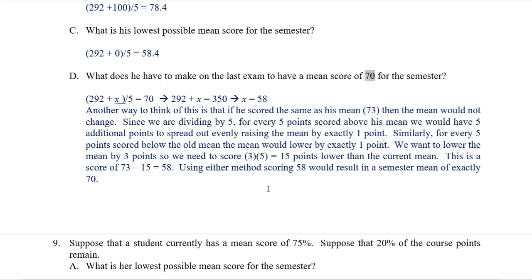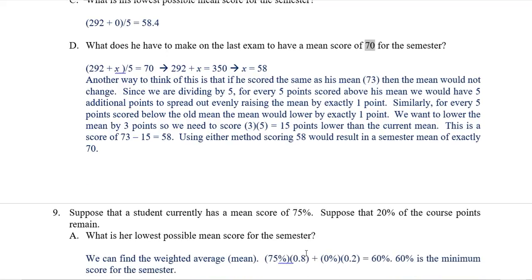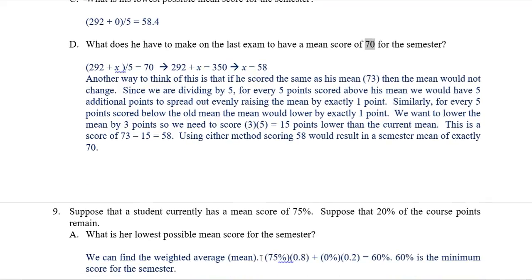All right, here's a similar problem. Suppose that a student currently has a mean score of 75%. Suppose that 20% of the course points remain. What's her lowest possible mean score for the semester? Well, we can find the weighted average. The 75% she currently has is 80% of the course grade.